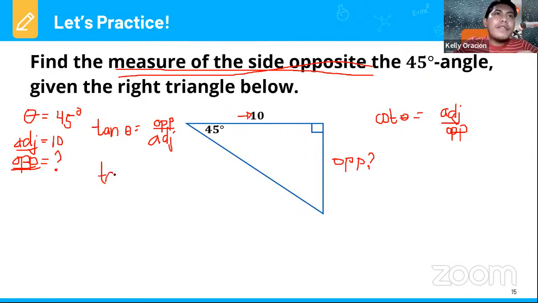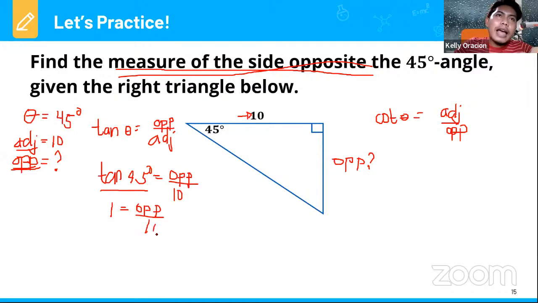So tan 45 degrees is equal to opposite over our adjacent is 10. The value of tan 45 degrees is 1. Again, the value of tan 45 degrees is 1. That's the easiest trigonometric function to memorize. Tan 45 degrees is 1. Then opposite over 10. Cross multiply. That means the value of the opposite side is 10. Okay, the opposite side is 10 units.